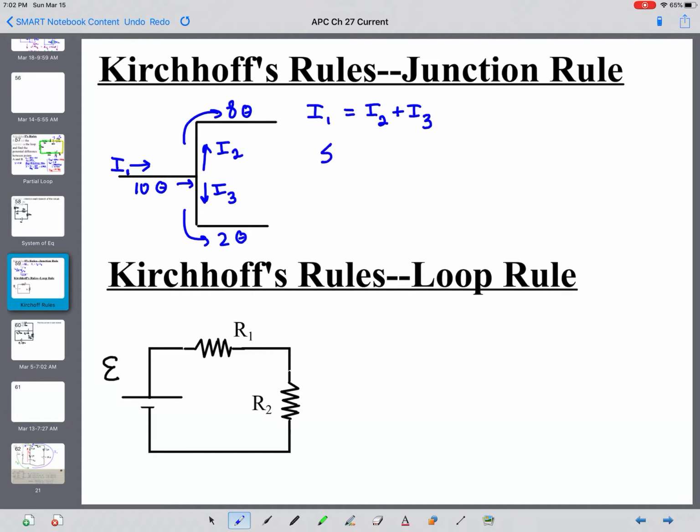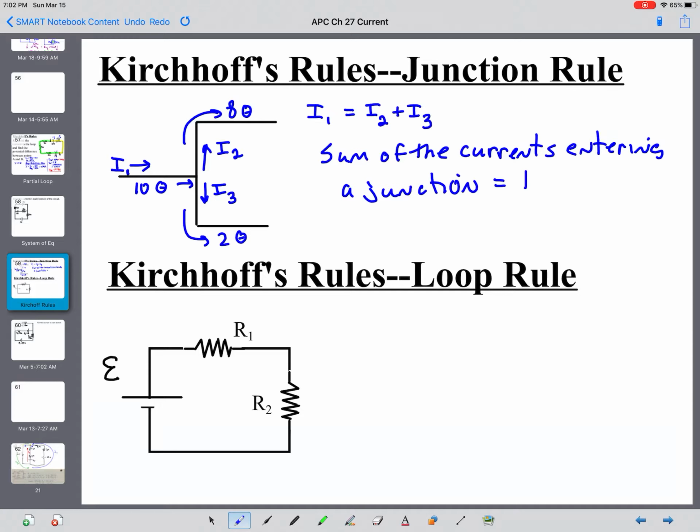Okay, so the junction rule basically is that the sum of the currents entering a junction equal the sum exiting that junction.